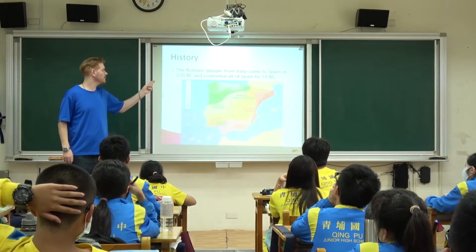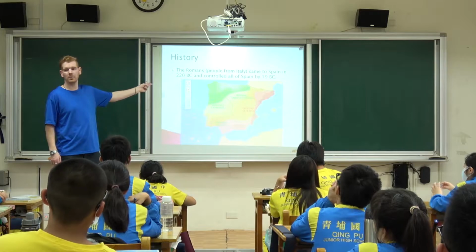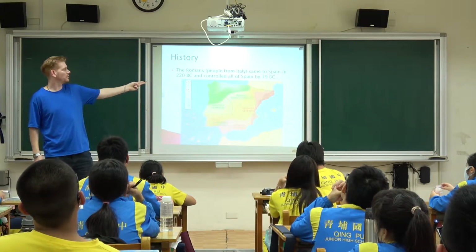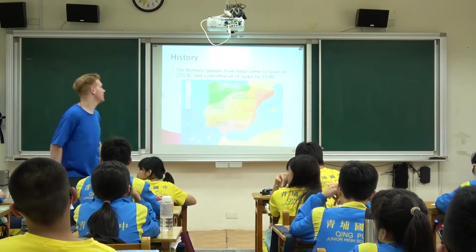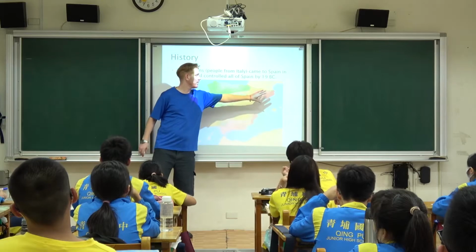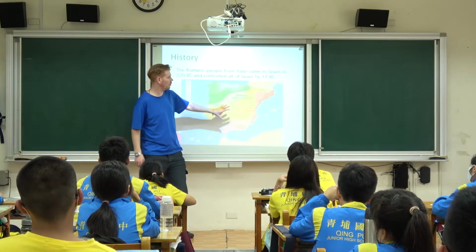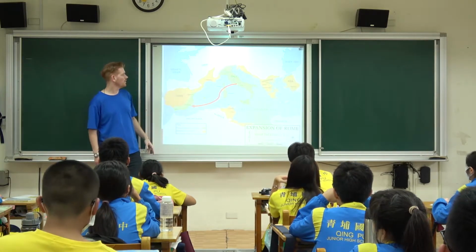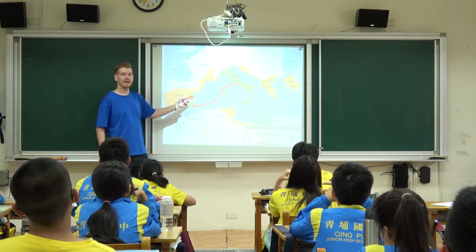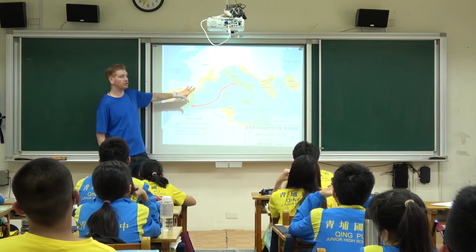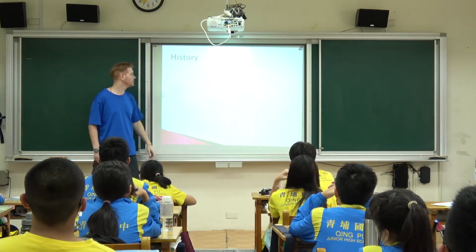The Romans came to Spain in 220 BC and controlled Spain and then controlled all of Spain. So from Italy, the Romans went to the east and then controlled all of Spain.